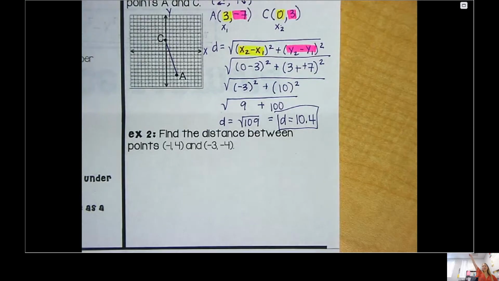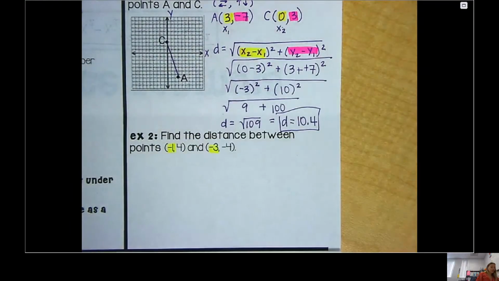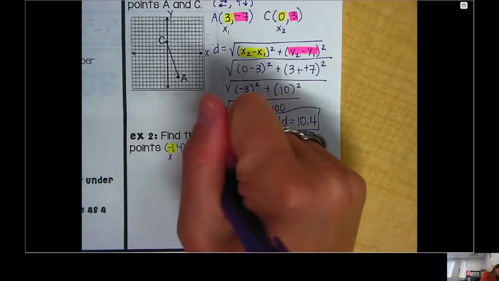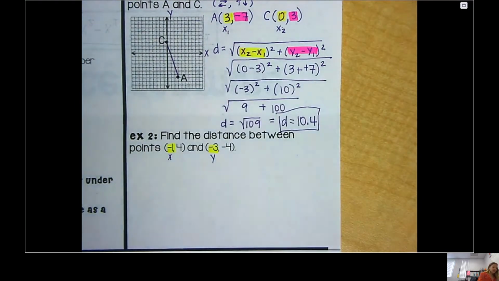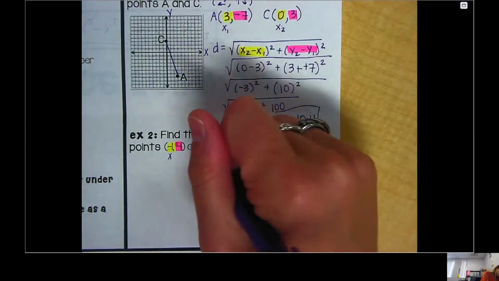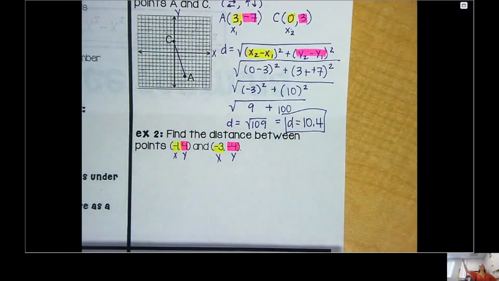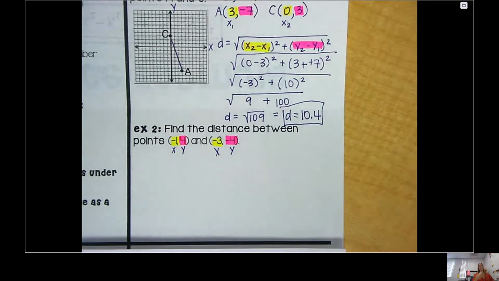Try number 2. Before you try it, though, which ones are your x values? -1 and the -3. These are your x values. If I were you, I would label that. Which ones are your y values? 4 and -4. Oops, I put the wrong thing there. This should be an x. That's a y and a y. Take a moment, give that a try, work with people at your table, see if you get the same answer. It does not matter which one you pick first for your x's or y's as long as you keep the pattern the same.